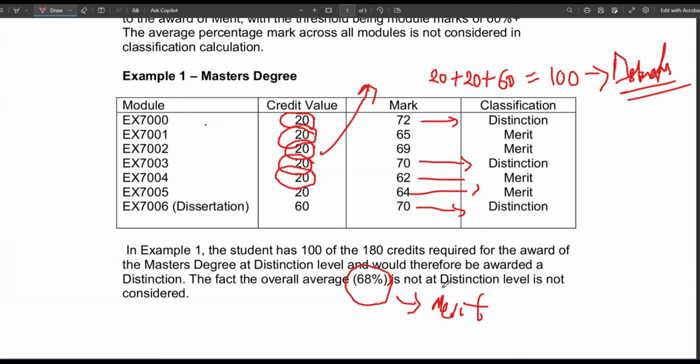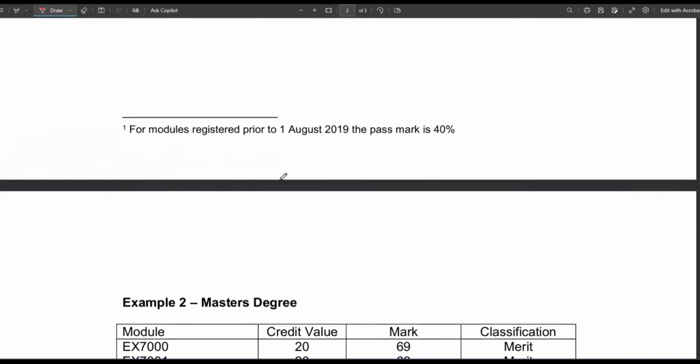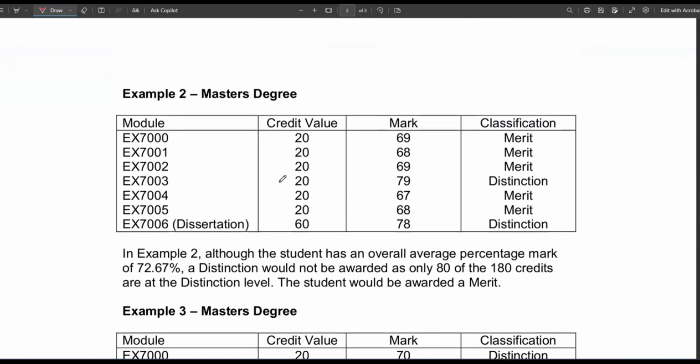So it is not a basis of dividing your grade point by the total credit value. No, it doesn't work that way. So this is example 1. Let's look at another example and see how that one is.